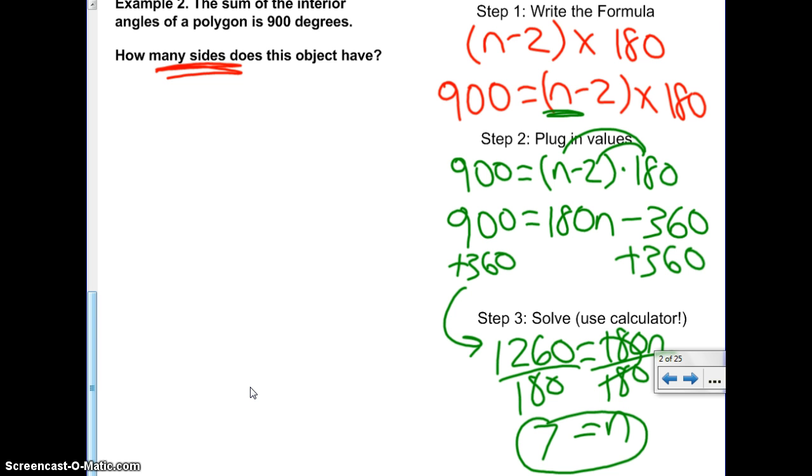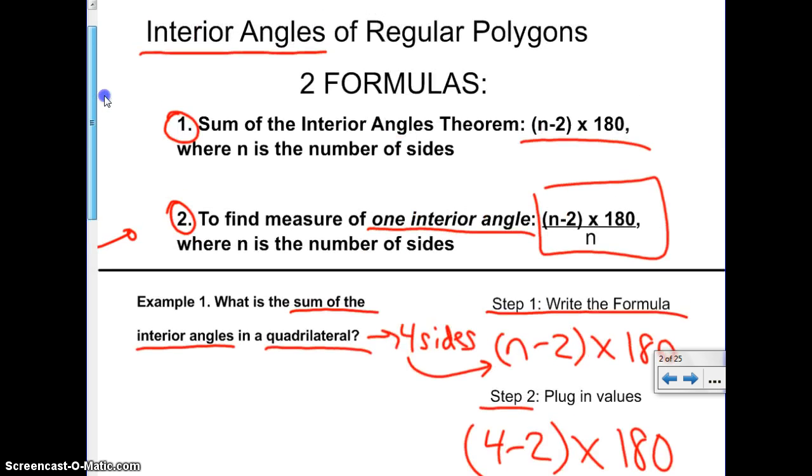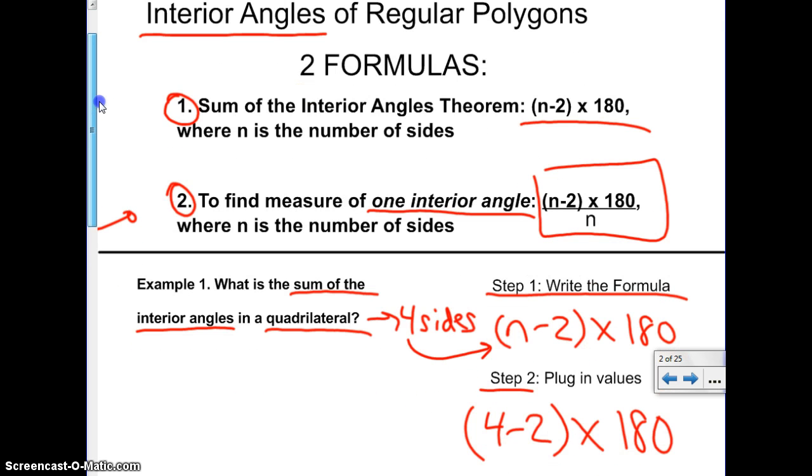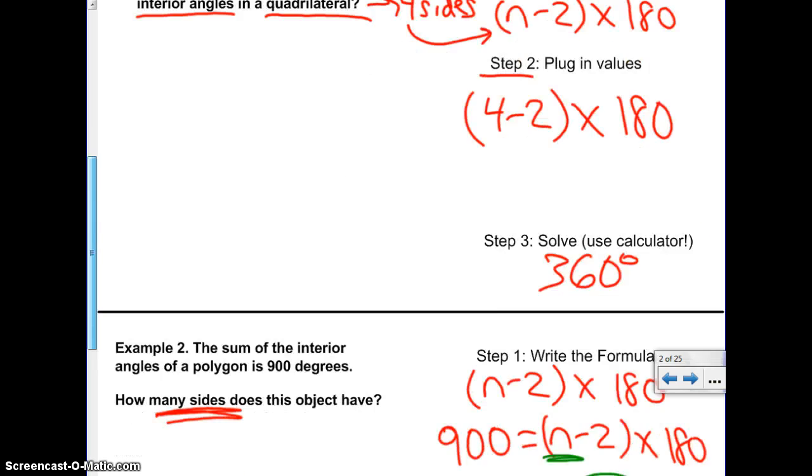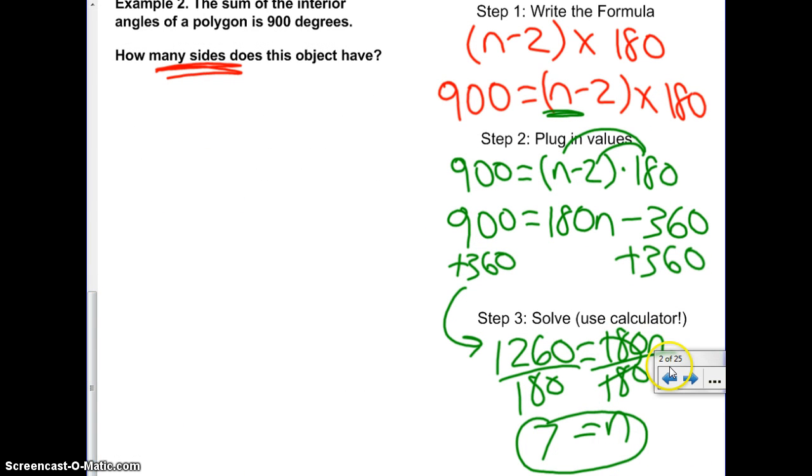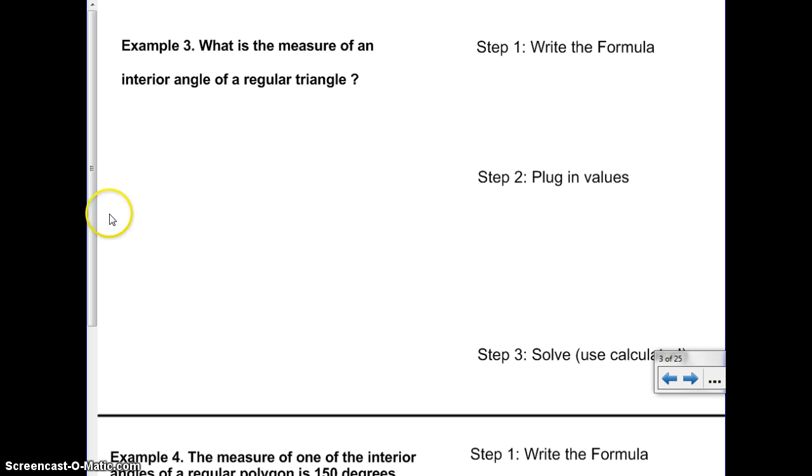So that's 2 examples of problems that you're going to see with the first formula, this n minus 2 times 180. But what about the second one, when they want us to find the measure of one interior angle? Well, let's see what that looks like. Example 3 says, what is the measure of an interior angle of a regular triangle? So when they ask you for the measure of one interior angle, you're going to want to think of that second formula. Let's write that formula, n minus 2 times 180 divided by n.